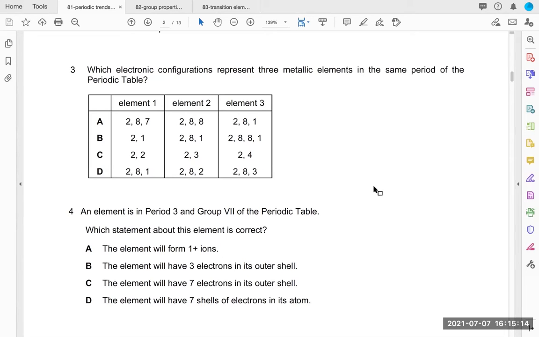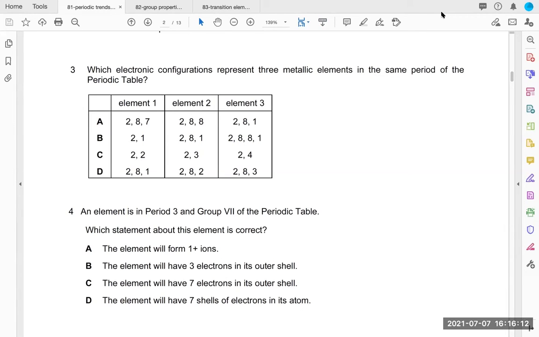Let's look at D. 2, 8, 1: 3 shells, 1 in the last shell. It is a group 1 metal. 2, 8, 2: the last shell has 2, it's a metal. 2, 8, 3 is aluminium: the last shell has 3, it's a metal. They will try to lose them. By the way, you have studied bonding. Based on this configuration, can you tell me which one will have the highest melting point? In D, which one will have the highest melting point?